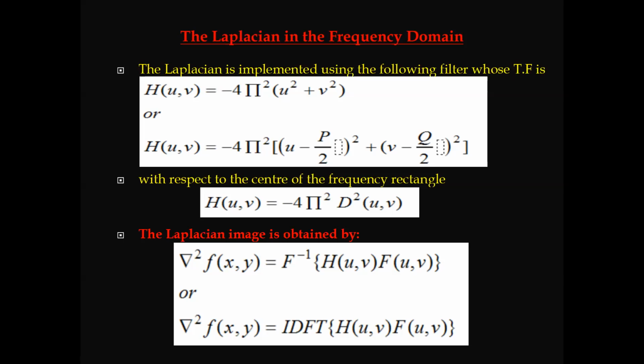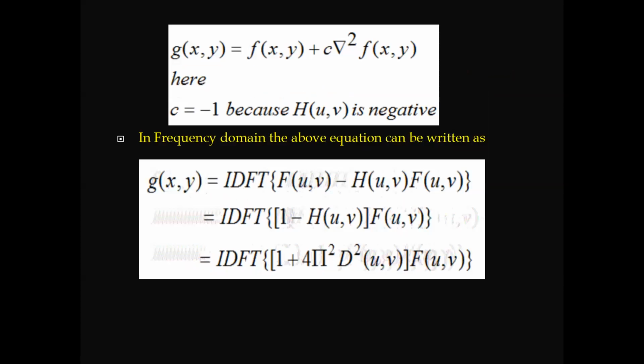The Laplacian of the image, del squared f(x,y), can be defined as the IDFT of H(u,v) into F(u,v). So g(x,y) equals f(x,y) plus c into del squared f(x,y). Here c equals minus 1 because H(u,v) is negative. In the frequency domain, the above equation can be written as g(x,y) equals IDFT of [1 plus 4 pi squared D squared (u,v)] into F(u,v).